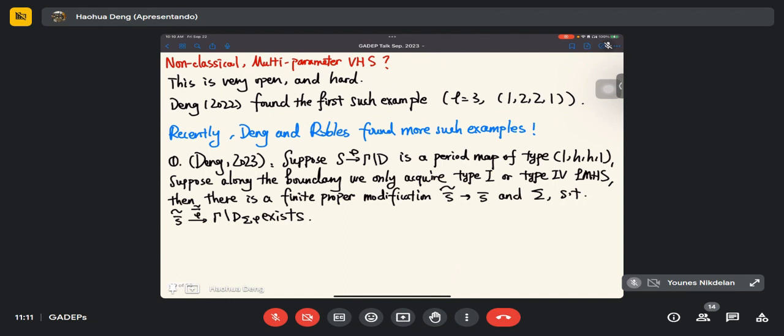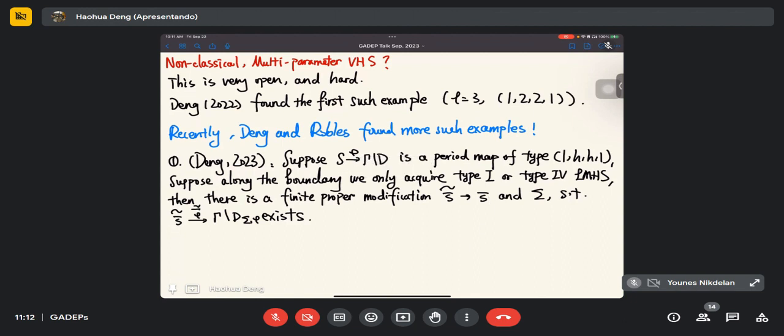So the first result is in my first paper, which I just mentioned at the beginning of my talk. Suppose we have a period map of Calabi-Yau-3 type and type 1H1. This H in general can be 2, 3, or anything else, but in general just greater than or equal to 2. And suppose along the boundary, meaning the degeneration of this period map, we only acquire type 1 and type 4 limiting mixed structure. I'll explain what this means later.